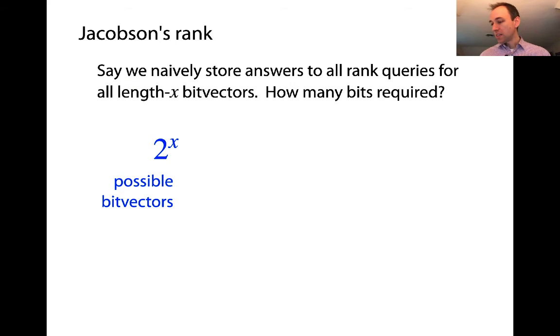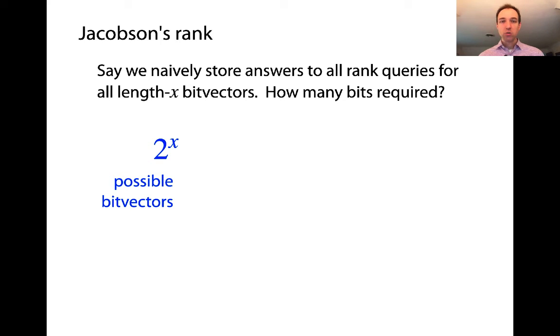Okay, so let's think about this lookup table option. Let's say we go ahead and naively store the answers to all possible rank queries for all possible bit vectors of length x. Just let this be a variable for now. Later we're going to plug in 1/2 log n, but let's just let it be a variable for now. How many bits are required? What's the big O number of bits I need to store all these answers?